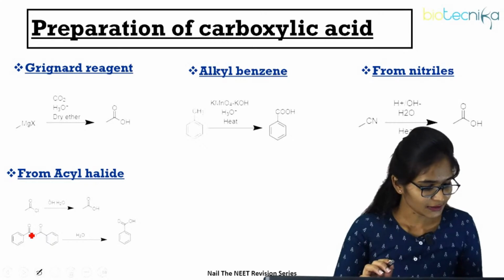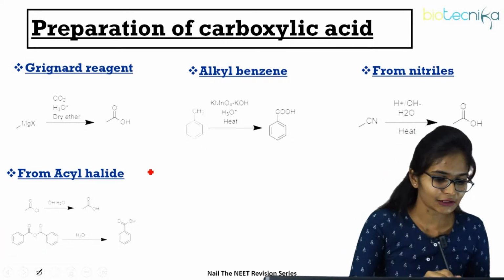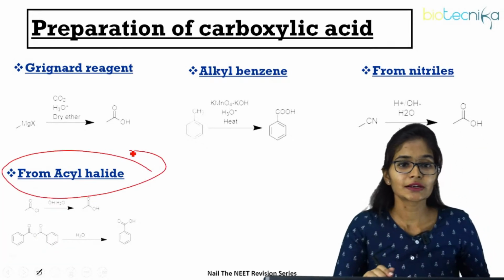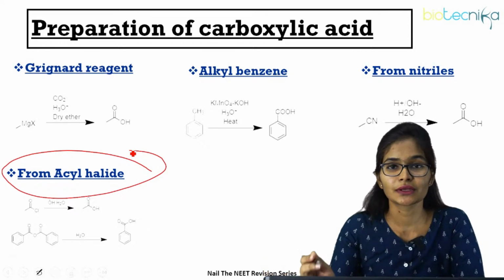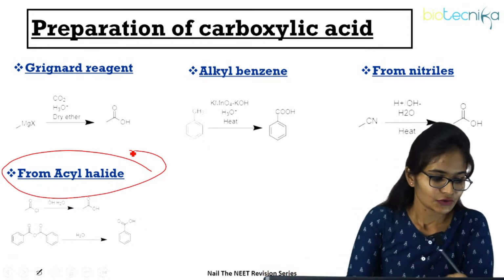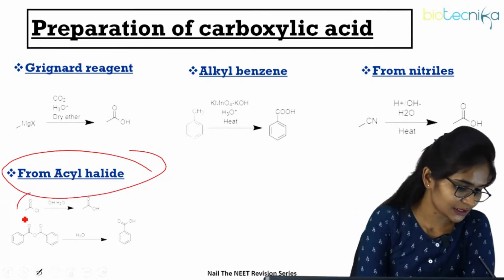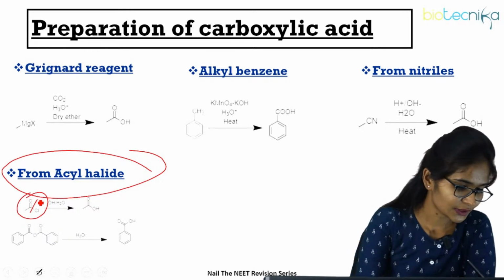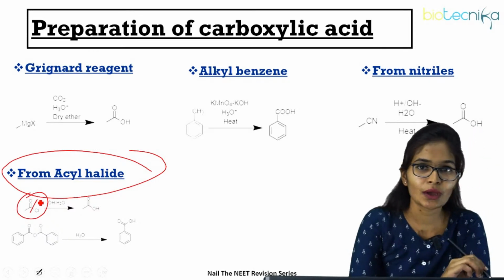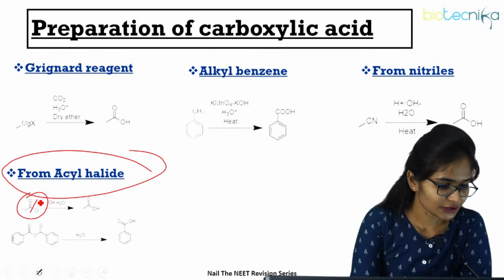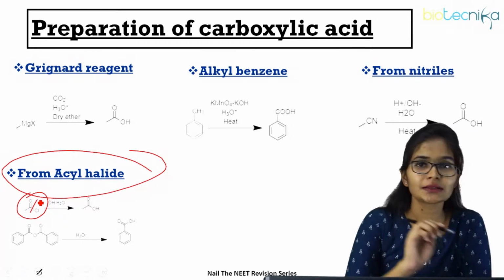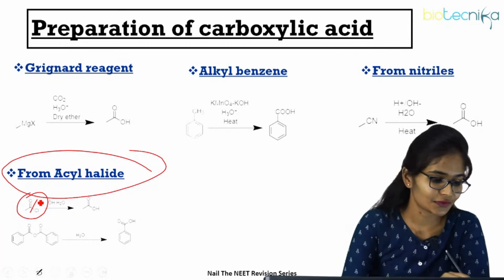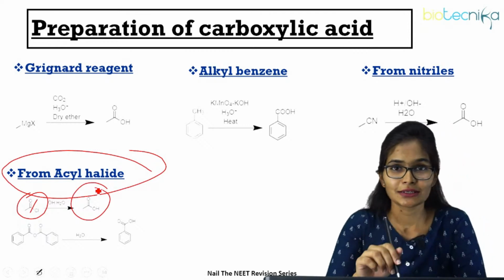Now coming to the last part, from acyl chloride. From acyl chlorides or acyl halides also we can get carboxylic acid. So you have CH3COCl here. You can break the bond like this. So you have an electron deficient carbonyl center, right? This electron deficient carbonyl center will be attacked by the nucleophile OH minus, and directly you will get acetic acid.